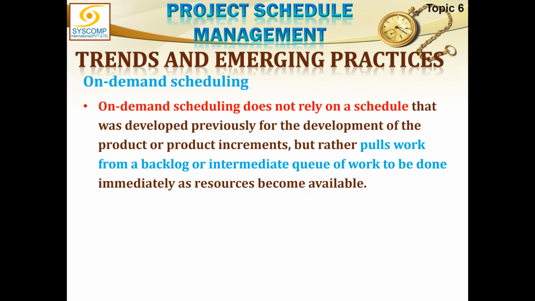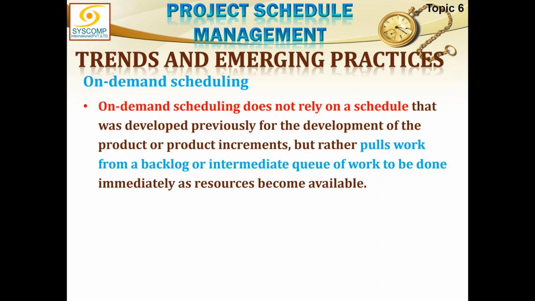On-demand scheduling does not rely on a schedule that was developed previously for the development of the product or product increments, but rather pulls work from a backlog. There is a backlog, and we have picked three tasks. Whichever is done, we pull another task into the work in progress, and this way we always keep doing 3 tasks at a time. But we are not working according to any schedule. We are working according to the availability, and therefore we are on a pull-based work system.